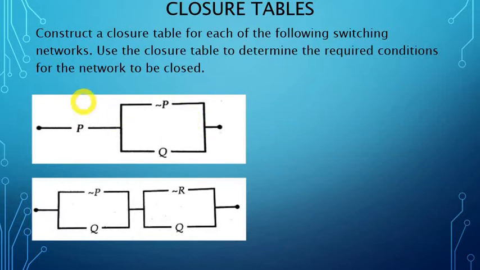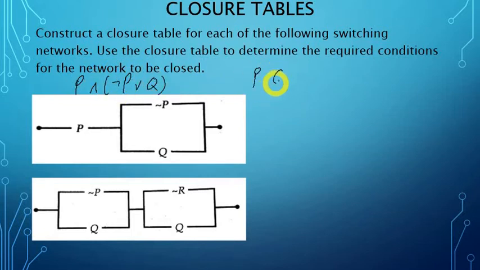Alright, so let's start with the first one. First, we have to rewrite this into a proposition. So we have switch P in series with the parallel network with not P and Q. So therefore, we can have this as P in series with a parallel of not P or Q. So we need to find the closure table using this proposition.